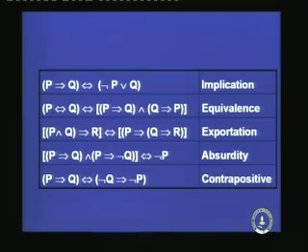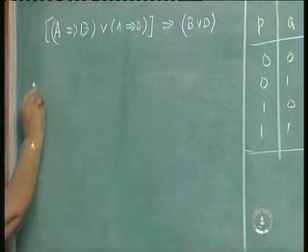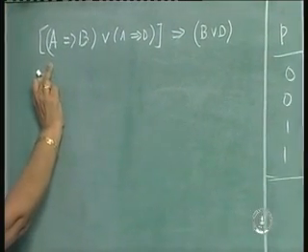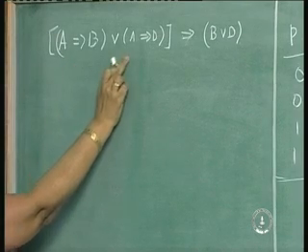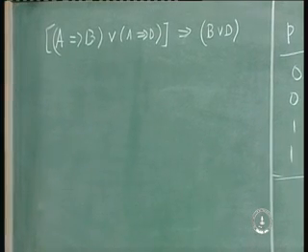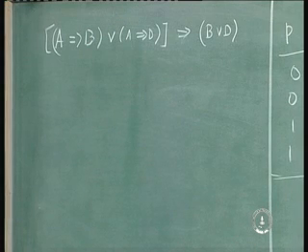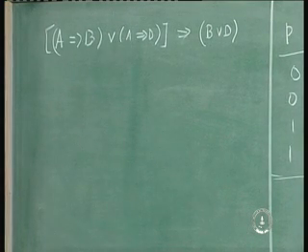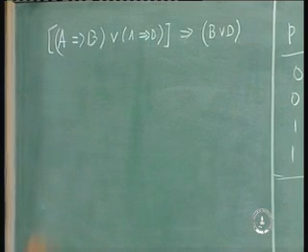Let us take an example of an expression and see how to simplify it. Let us consider this expression. We will make use of these identities which we considered earlier and simplify this expression. This is A implies B or A implies D implies B or T. This is the expression. Here A, B, D are propositional variables. Now let us see how to simplify this.